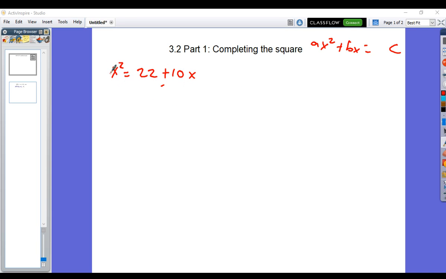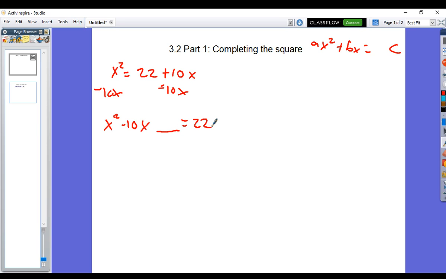All right, so we're going to move this over here because we want the x's on the same side. So we're going to minus 10x, minus 10x. Now, they can't subtract, so you just write them side by side. So we got x squared minus 10x. We're going to leave a little space, equals 22.